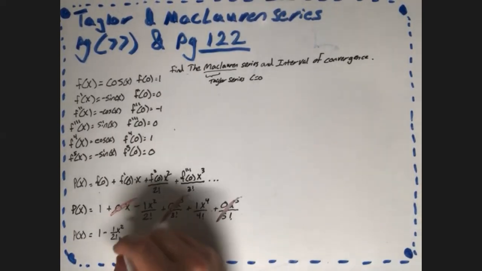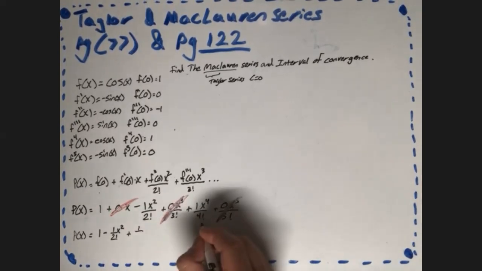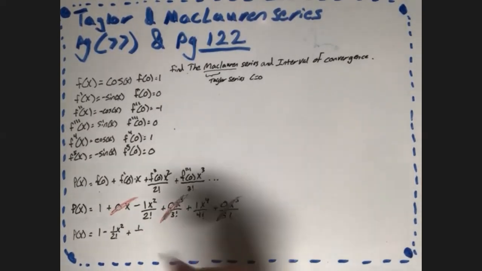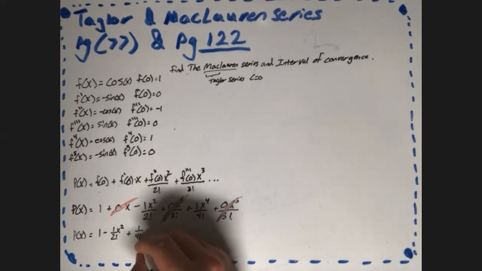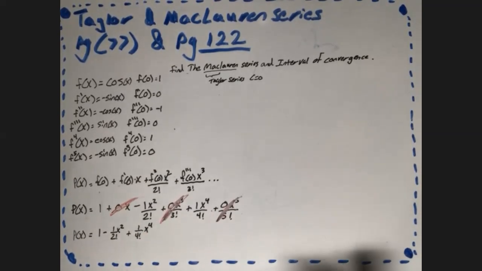It really doesn't matter. Plus, I'm going to definitely keep the factorial. 4 factorial is like 4 times 3, so it's like 24, but I'm kind of lazy. x to the 4th, and I've got really nothing else to write. So this is the small expansion that I have here.